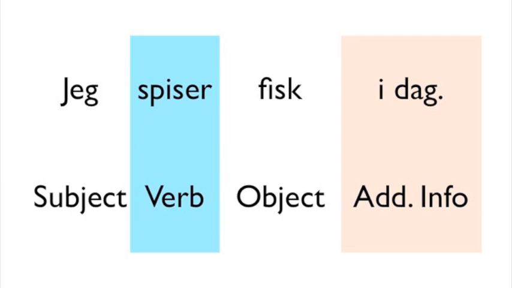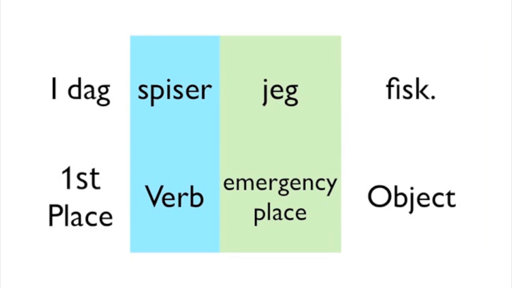But there's already the subject at the beginning of the sentence. So what are we going to do about the subject? We cannot just continue the sentence normally as we do in English, because then the verb would be at the third place. So this is not allowed. So we have to take the subject out of the sentence and put it onto another place, which I here call emergency place, and this is the third place in the sentence. So then we can have the order of the sentence like this: I dag spiser jeg fisk. So you see, whatever happens, the verb is at the second place.